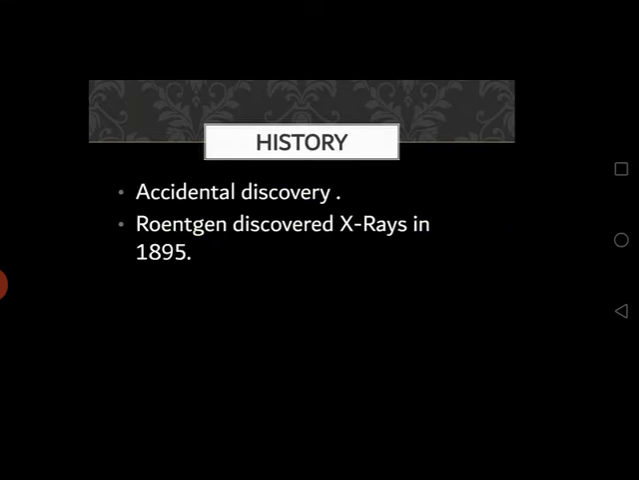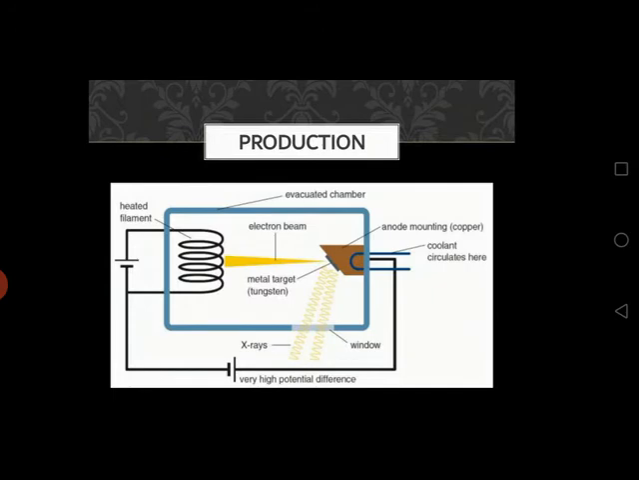First, we'll talk about the discovery. History tells us that the discovery of X-rays was accidental, and Roentgen discovered X-rays for the first time in 1895. Now, first we will talk about how X-rays are produced.